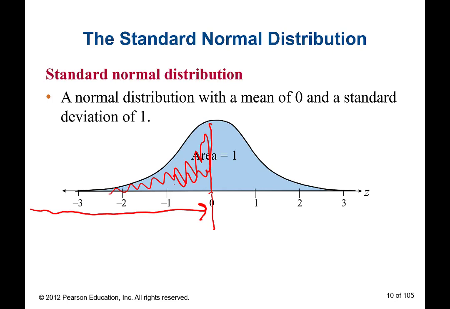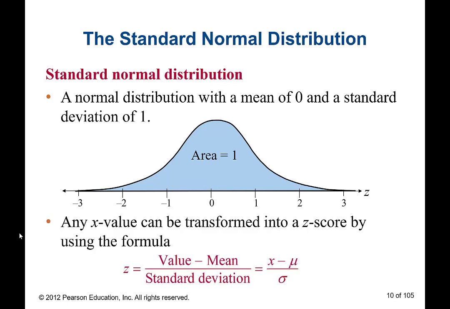Now you might be thinking to yourself, that's great and swell and all of that, but what about all the other possible normal distributions out there? What if the mean isn't 0 and/or the standard deviation isn't 1? Well, we have a solution for that problem.